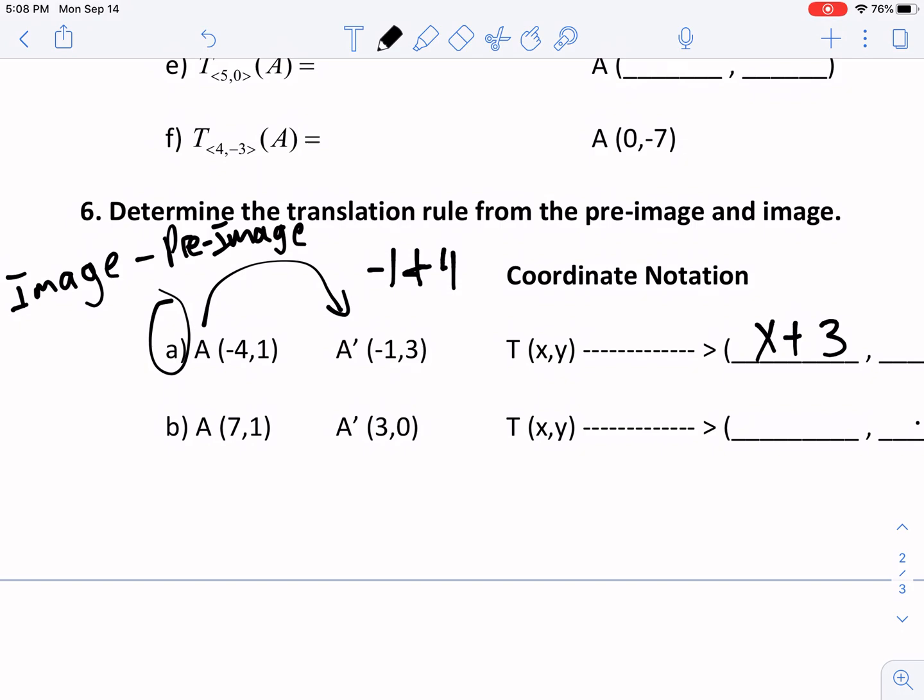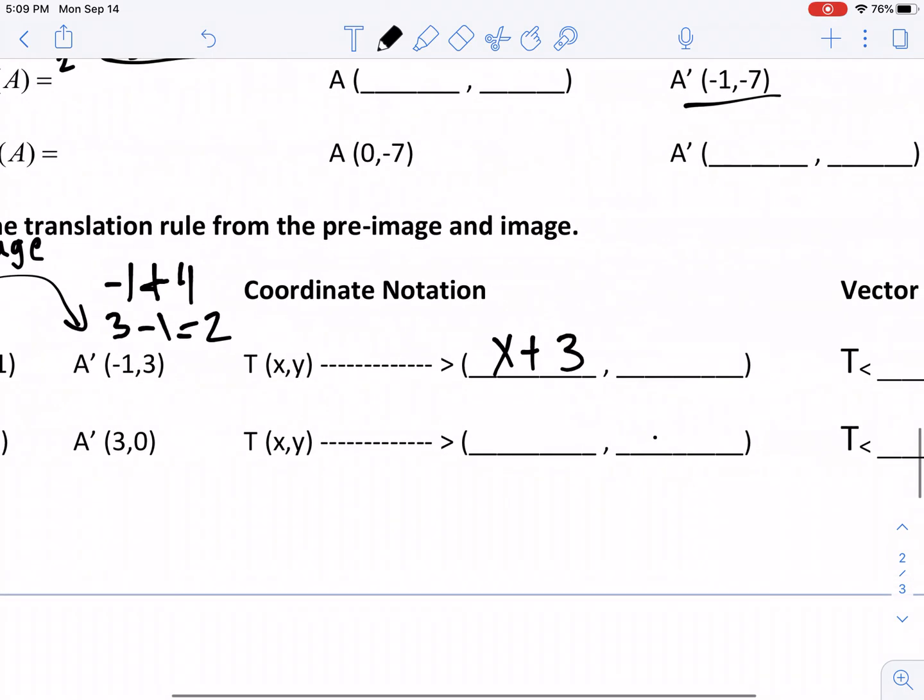If we came out with a negative answer, it would be subtracting 3 from each x, okay? So we're writing it in coordinate notation. If we're writing in vector notation, all we'd have to do is put a positive 3, okay? But since we're writing it in coordinate notation, we're adding 3 to each x, okay? Now, same thing, let's do that with the y's. Take the image minus the pre-image, which would be 3 minus 1, which is 2. Well, what does that mean if it comes out positive? Well, we're going to add 2 to each y.